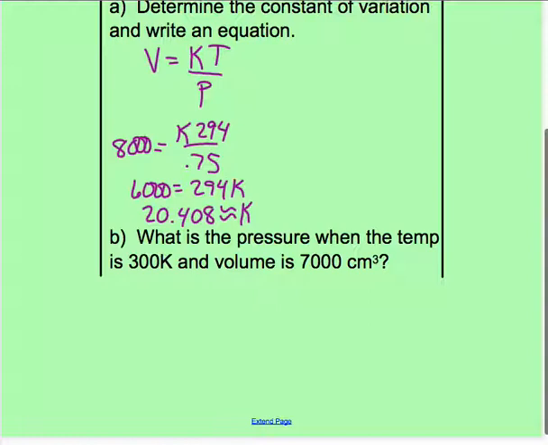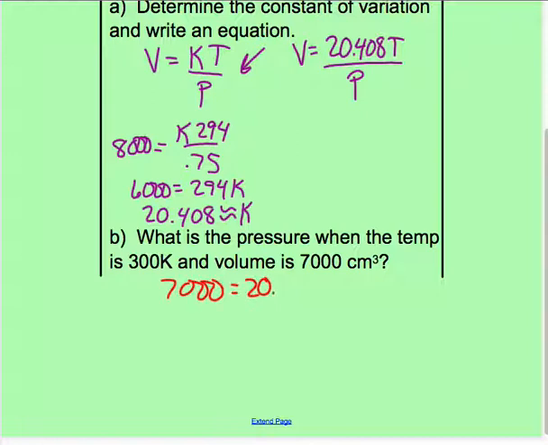So our generic equation, going back up, all we're doing now is we're going to take this equation and substitute the constant of variation. Using this equation in part B, what is the pressure when the temperature is 300 Kelvin and the volume is 7,000 cubic centimeters? So we know the volume is 7,000. Constant of variation we just discovered. Temperature is 300. And we're looking for that pressure.